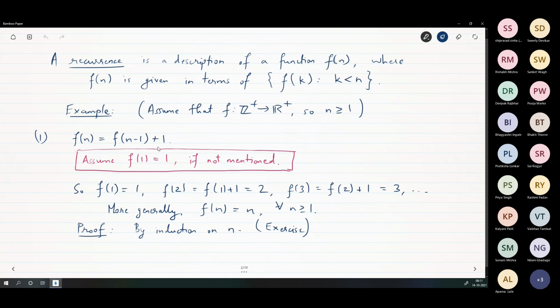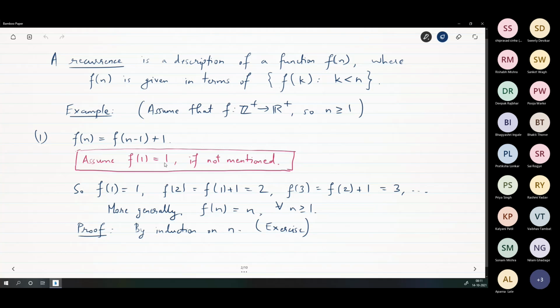But f of 1 cannot ask for f of 0. There is no 0. n starts from 1. So for f of 1, you need to give a value. You need to give an initial value for the recurrence. So what's the initial value? In this course, often we will not mention the initial value. And whenever the initial value is not mentioned, we will assume that the initial value is just f of 1 is equal to 1.